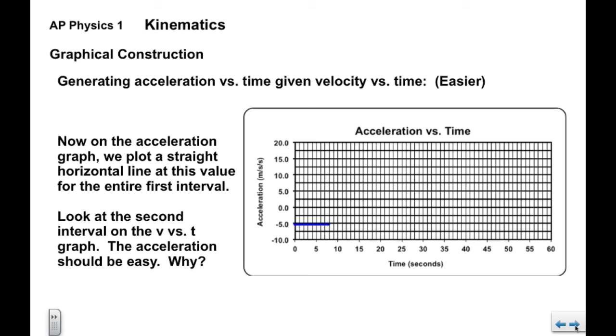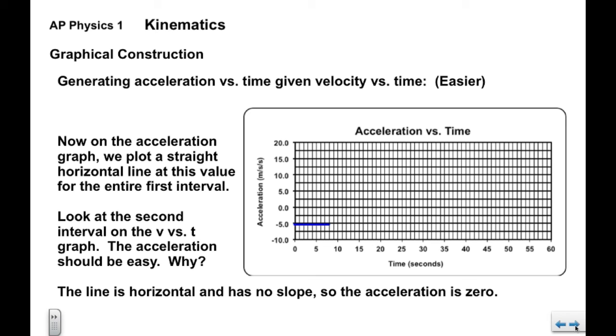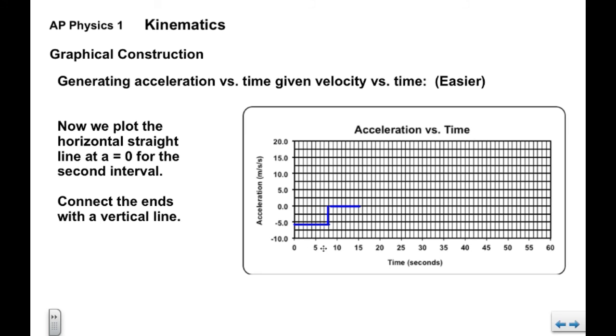Now the second interval on the velocity versus time graph, finding the acceleration should be easy. In the second interval, the motion is minus CV. Constant velocity, of course, implies no acceleration. So the velocity versus time graph is a horizontal line, has no slope. The acceleration in the second interval is 0. We plot a horizontal straight line there. Here it is. And then we connect the ends with a vertical line like this.